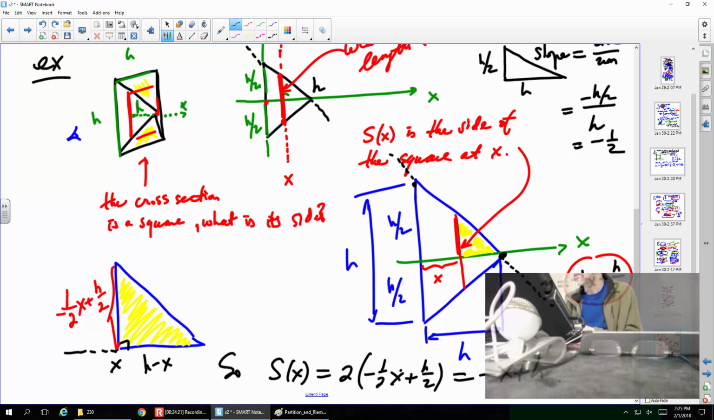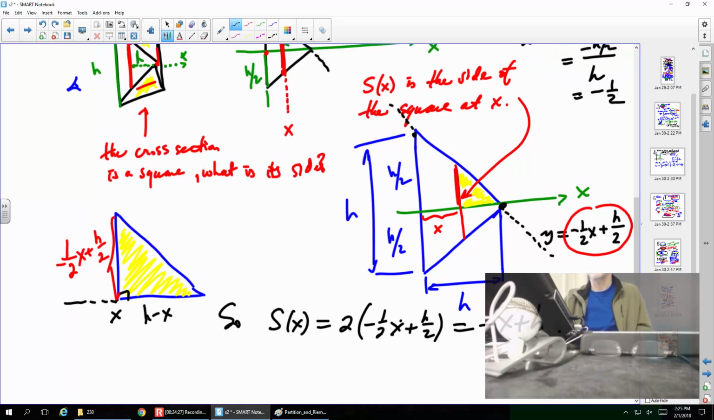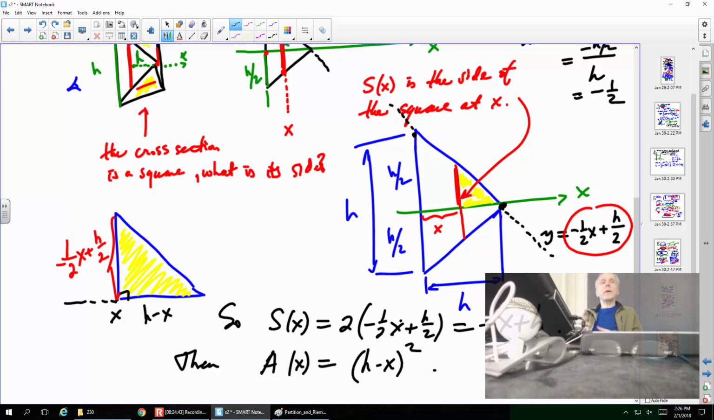Okay, what's the next step? Once we know the side, what's the next step? The area. Okay, so the area of the square with that side will be simply h minus x squared. Okay, so well that does it. That's what we're going to integrate.